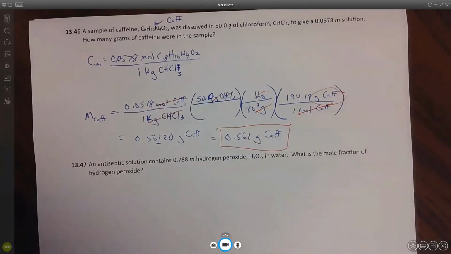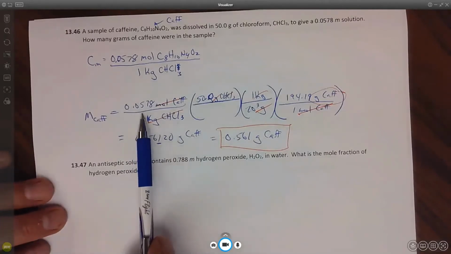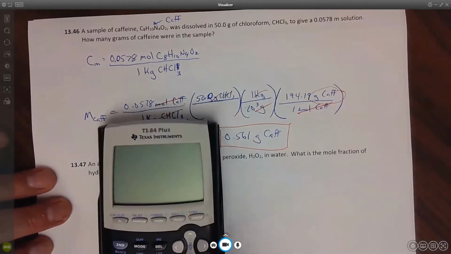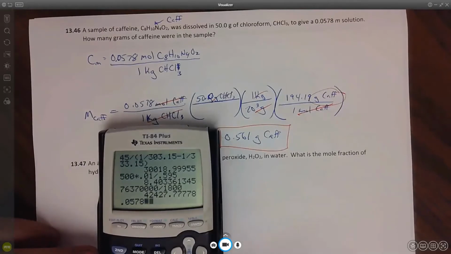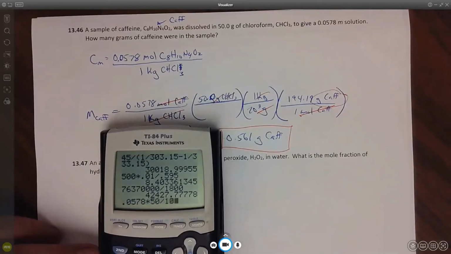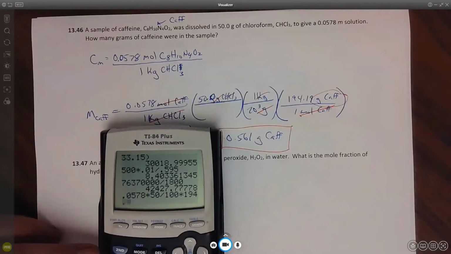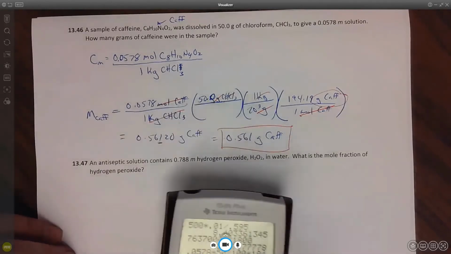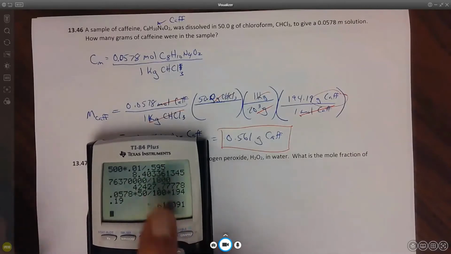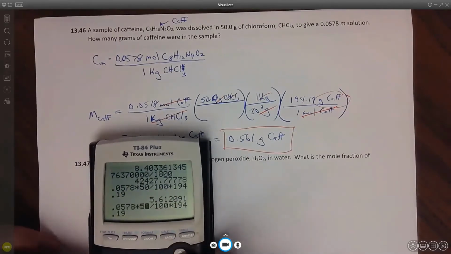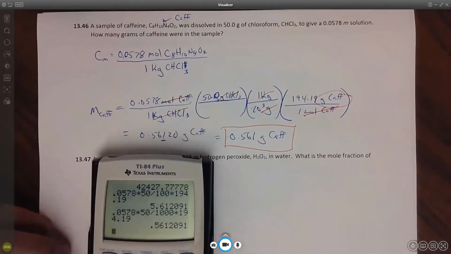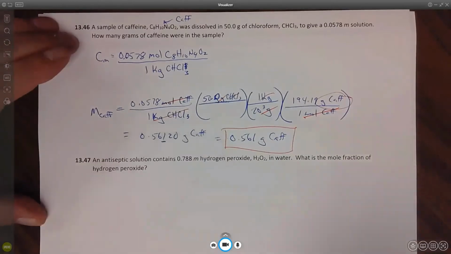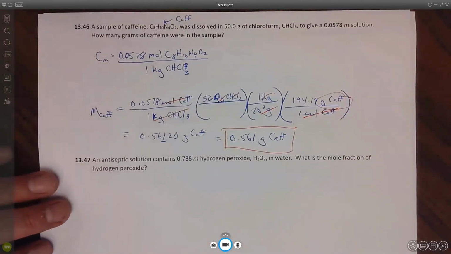Okay, and then what exactly did you do to get the final 0.561? Like what did you multiply together? I plugged into my calculator 0.0578 times 50 divided by 1,000 times 194.19. Okay, gotcha. And if I would have actually done that correctly, and divided by 1,000 instead of 100, I would have gotten the 0.5612. Okay, everybody good?